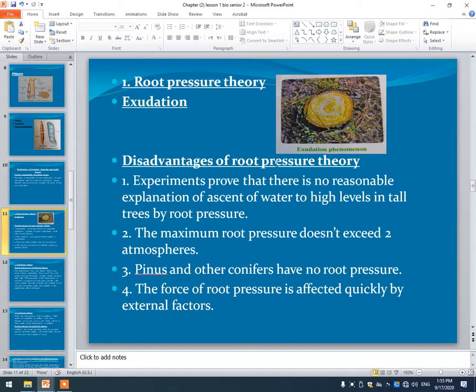Disadvantages of root pressure theory. Number one, experiments prove that there is no reasonable explanation for the ascent of water to a high level in tall trees by root pressure. As I say, it works only for a short stem. Number two, maximum root pressure doesn't exceed 2 atmospheres. Number three, pines and other conifers have no root pressure. Number four, the force of root pressure is affected by external factors like humidity and wind.